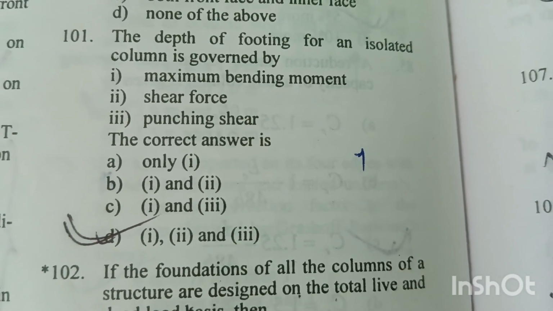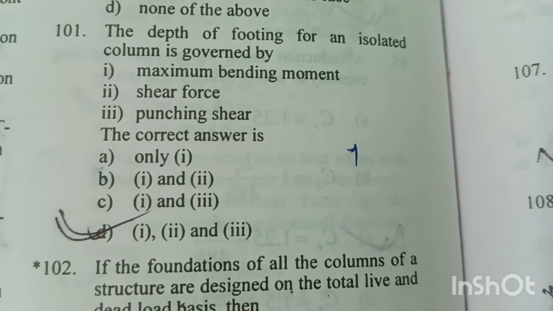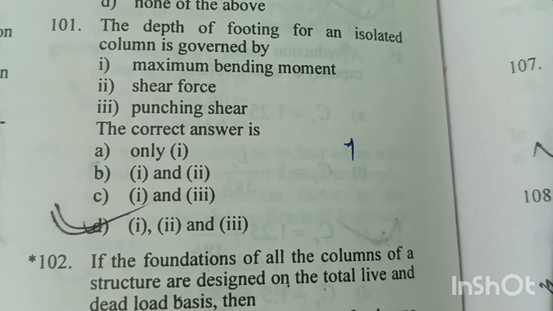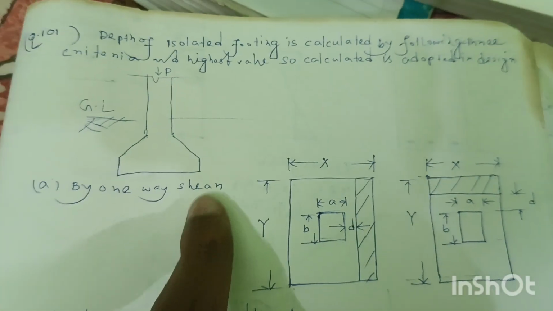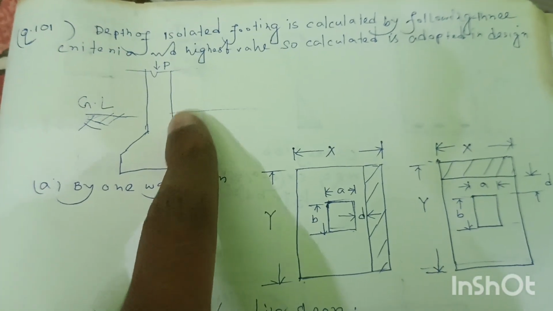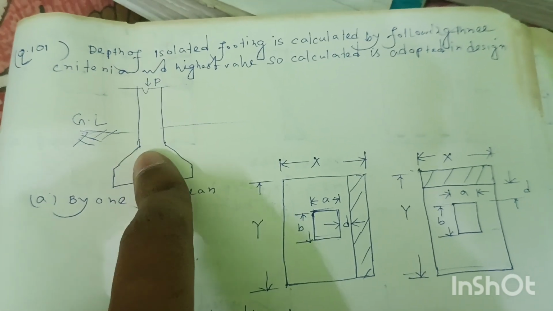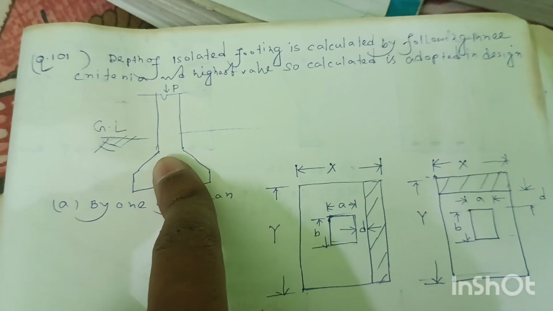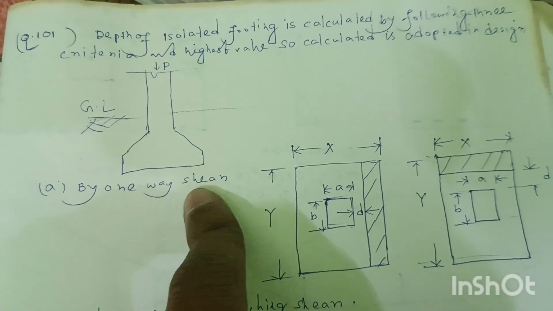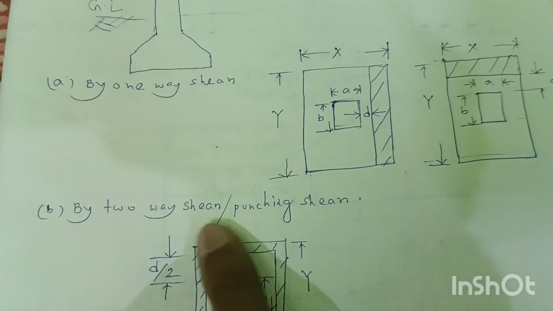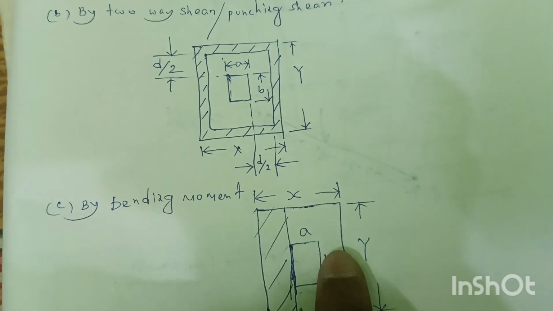Question number 101. The depth of footing for an isolated column is governed by maximum bending moment, shear force, punching shear. Option D is the right answer. All three. Suppose this is the isolated footing subjected to the loading. So the depth of this footing is calculated by three criteria. And these three criteria are one-way shear, two-way or punching shear, and bending moment criteria.